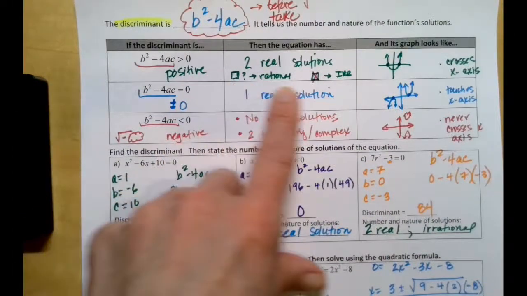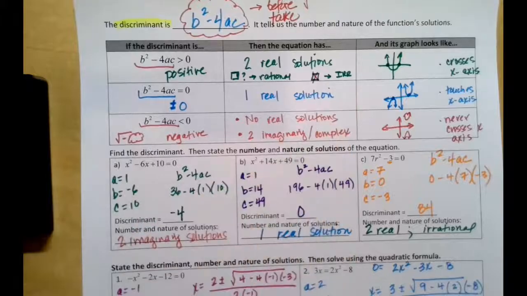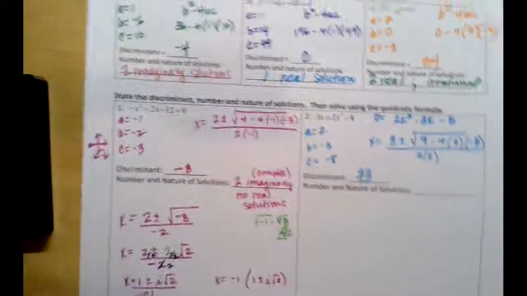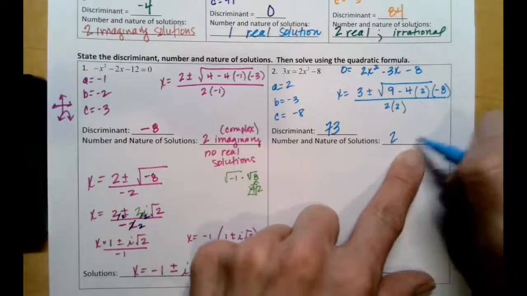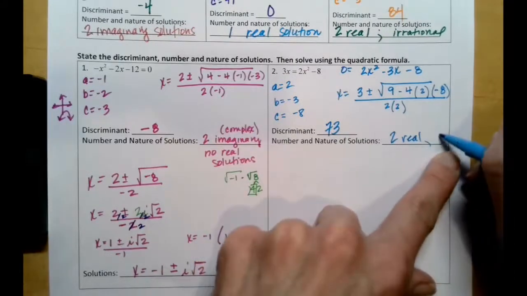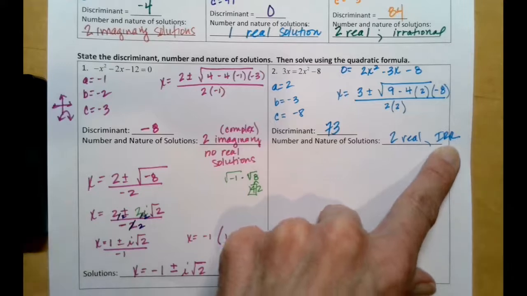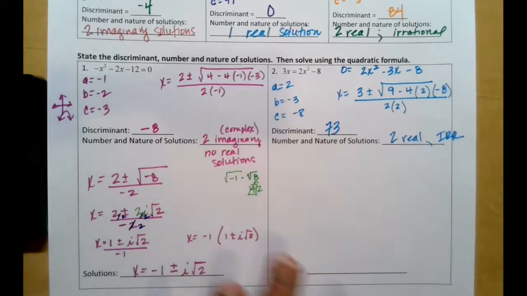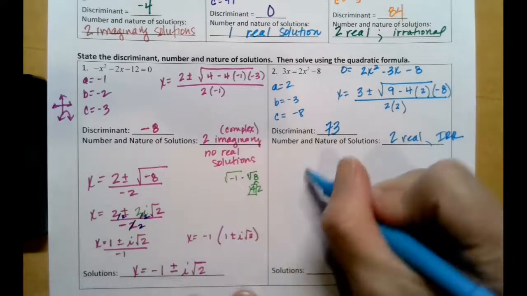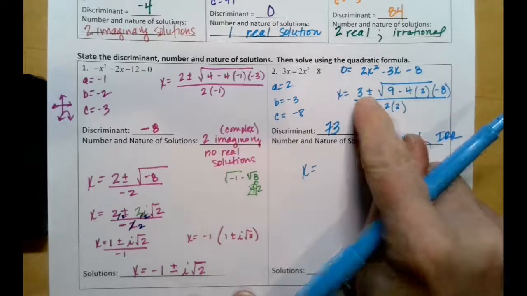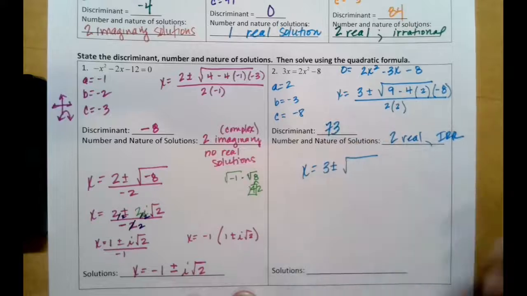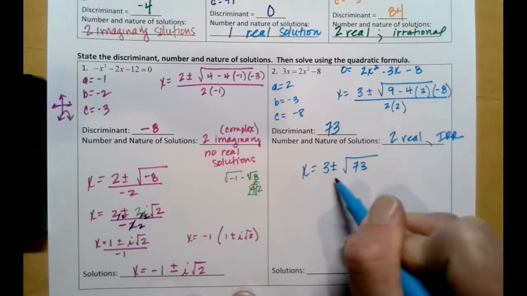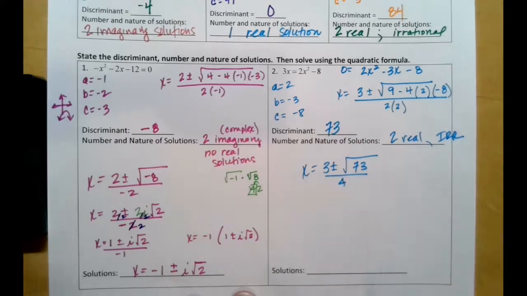It's not a perfect square, which means my solutions are going to be irrational. So what I end up with here is 2 real solutions, and I know that they are going to be irrational numbers. All right, let's keep going. x is equal to positive 3 plus or minus that discriminant value that I got, 73, all over 4. And guess what? We're done.